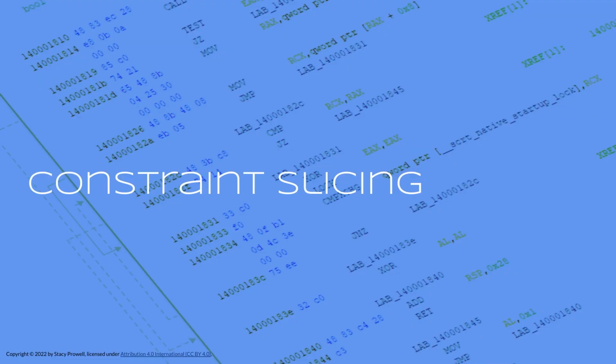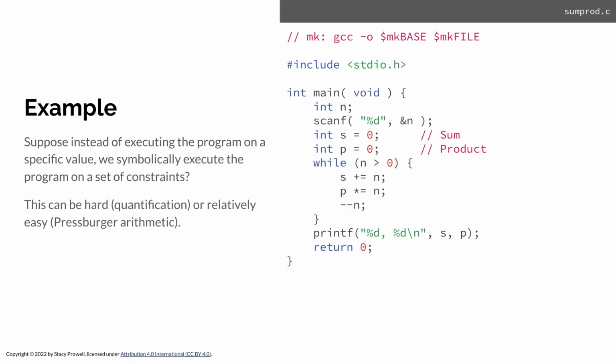Let's talk about constraint slicing. Suppose instead of saying n equals 1, I said something more general about n. So instead of executing the program on a specific value, we're going to symbolically execute it on a constraint. I don't know what n is, but maybe I know something about it. Now, this can be challenging. It can be extremely computationally hard, or it can be decidable.